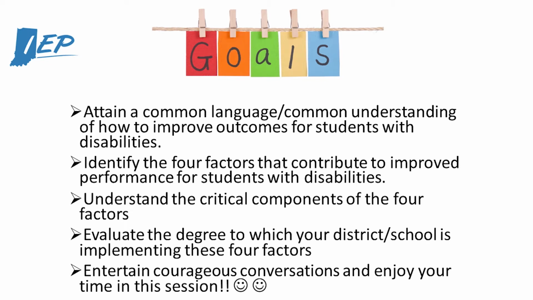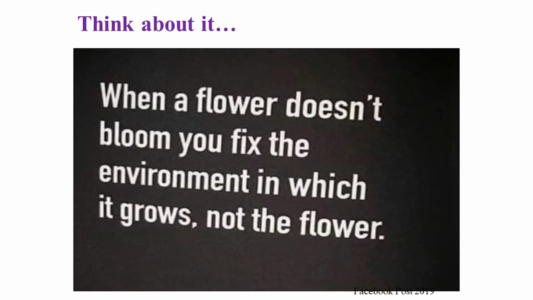So we're basically going to talk about these four things. I'd like for you to have some courageous conversations about these practices in your building. So think about it. When a flower doesn't bloom, you fix the environment in which it grows, not the flower. And that's what we're trying to do here. I don't think we can do anything more for the individual students with disabilities that we work with until and unless the system starts creating other opportunities for these kids to allow the work that you do to become real in Tier 1 for them.